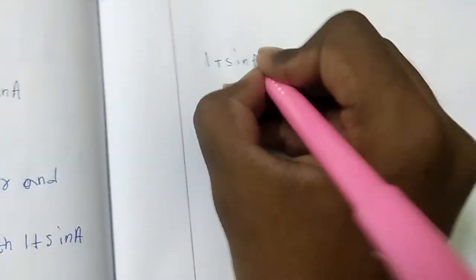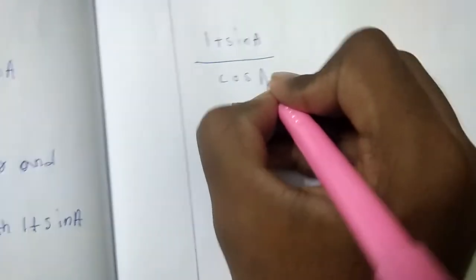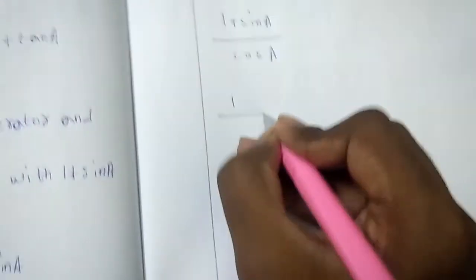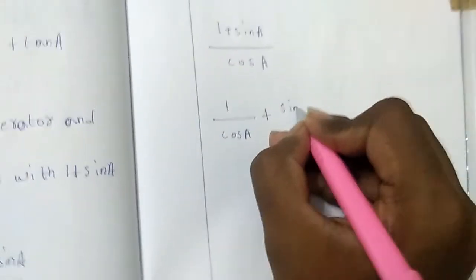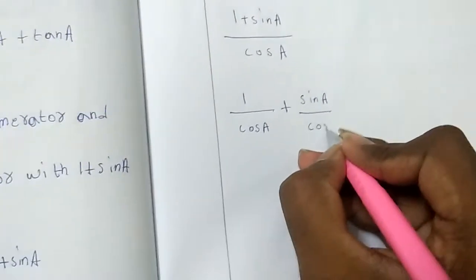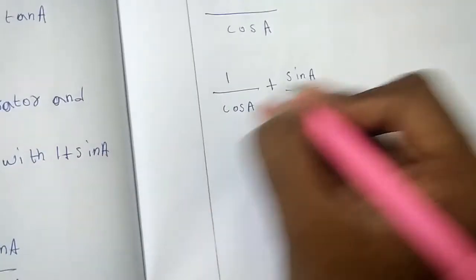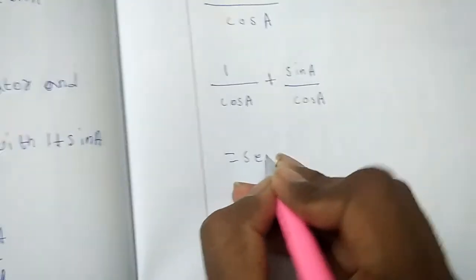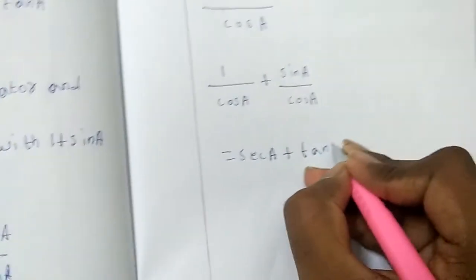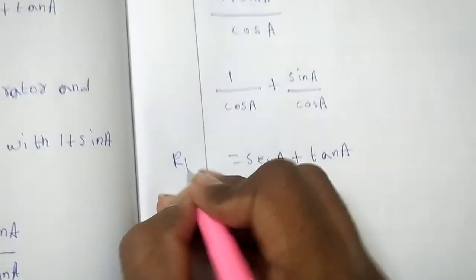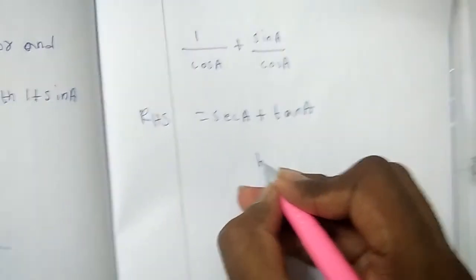So root over 1 plus sin a whole square by cos square a. Now square and root gets cancelled, so the remaining one is 1 plus sin a by cos a. Now take 1 by cos a as one term and plus sin a by cos a one term. So 1 by cos a means secant a, sin a by cos a means tan a. So that is equal to RHS. Hence proved.